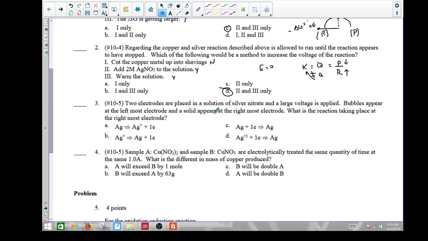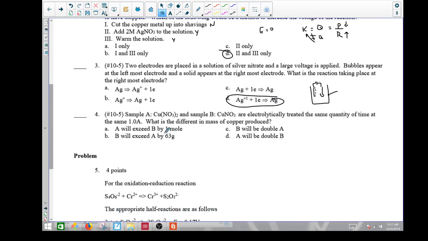Down here, we have an electrical potential occurring. Bubbles appear at the leftmost electrode, and solid appears at the rightmost electrode. What is the right reaction taking place at the rightmost electrode? So we have a beaker with 2 electrodes in here, run on a power source. We have bubbles occurring on one side and solid occurring on the other side. In the same reaction, that solid would be solid silver. If you look closely, this is the only one that accurately shows that production.